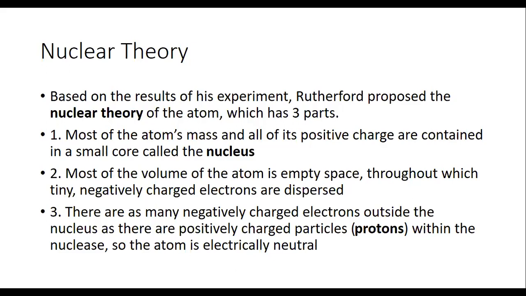And then the last idea of nuclear theory is that on the outside, there are as many negatively charged electrons as we have positively charged particles, which we call protons, in the nucleus. Not nuclease, that's an enzyme, that should be nucleus. And the atom is electrically neutral. Again, we're going to find that's not always the case. We have things that are called cations and anions, which are charged atoms. But in general, atoms, for the most part, stay neutral. They'll have the same number of protons and the same number of electrons. So 3 parts: you have a nucleus, protons are in there, mostly empty, and around the atom you have electrons.